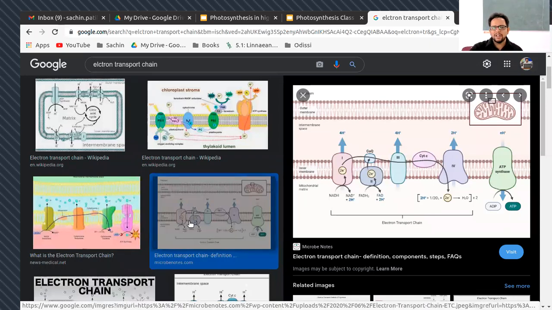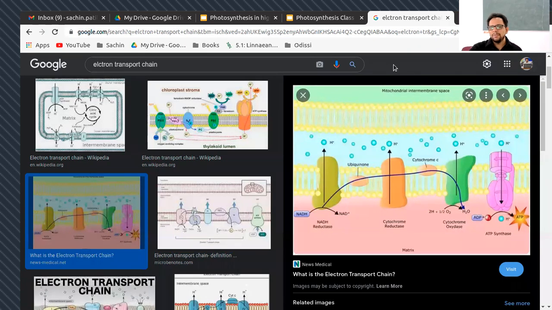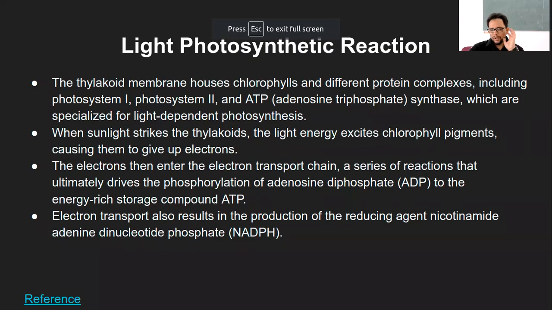So this electron transport chain happens within the thylakoid membranes, within the mitochondrial membranes, and that's where these electrons go once they are released by the chlorophyll pigment. I hope this part is clear. If at all you have questions, please do stop and ask me. This ETC is a series of reactions that ultimately drives the phosphorylation of ADP, that is adenosine diphosphate. Phosphorylation means simple addition of a phosphate group.